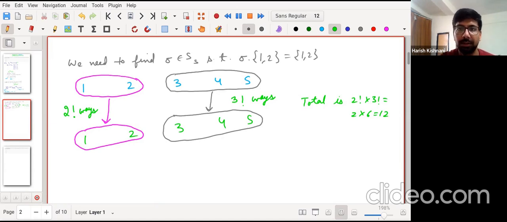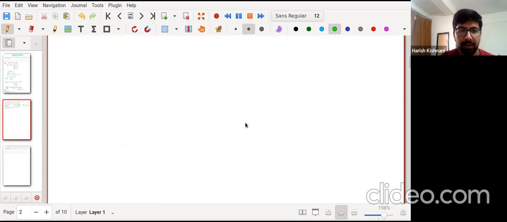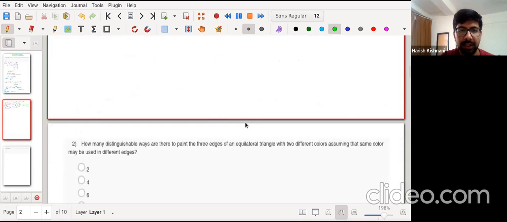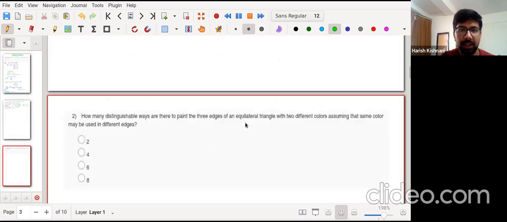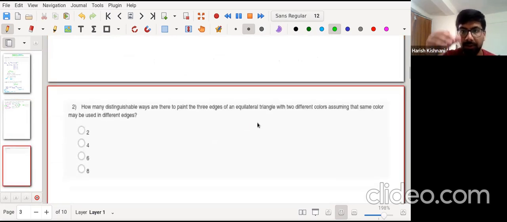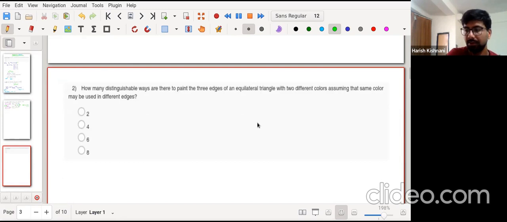Okay, I hope it's clear to everyone. Let's move on to the next question. The next question says, in how many distinguishable ways are there to paint the three edges of an equilateral triangle with two different colors, assuming that the same color may be used in different edges? Okay, so you have an equilateral triangle. So let me first show the equilateral triangle.